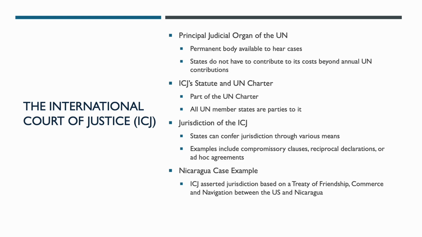States can confer jurisdiction on the ICJ through various means, such as compromissory clauses, reciprocal declarations, or ad hoc agreements. For example, in the Nicaragua case, the ICJ asserted jurisdiction based on the Treaty of Friendship, Commerce, and Navigation between the United States and Nicaragua.